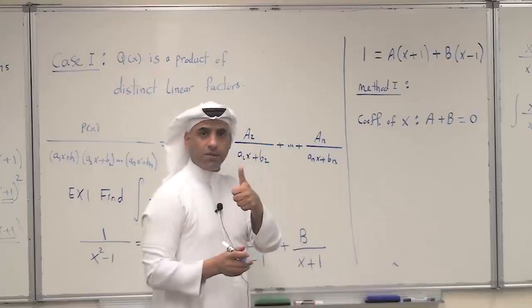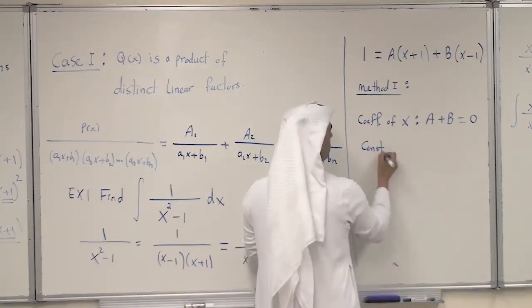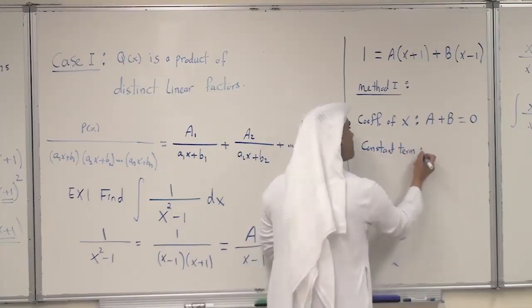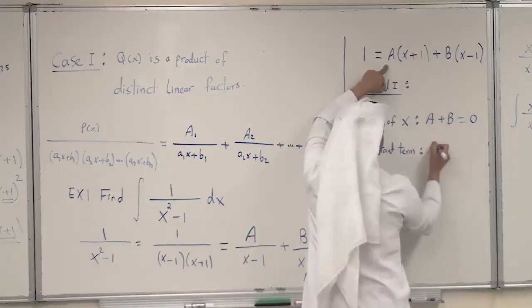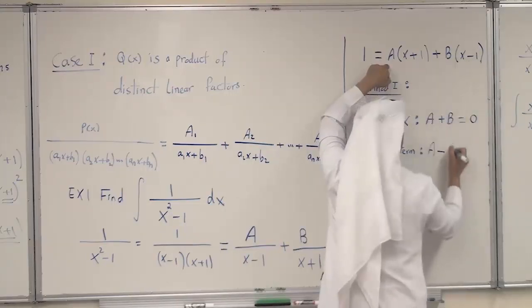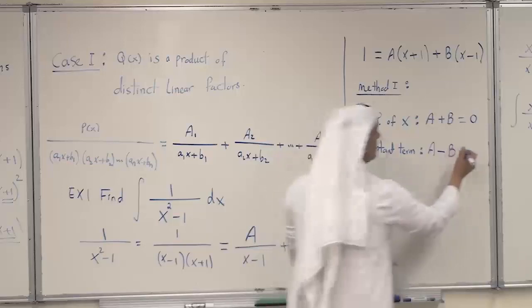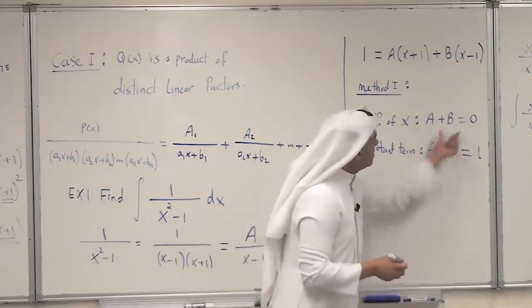So we get one equation. Another one: what is the constant term? What is the constant term here? The constant term is gained by multiplying a by 1, so that is a, plus minus b, so it's minus b. Now what is the constant term in the left hand side? The constant term is just 1. So we end up with two equations, two unknowns.